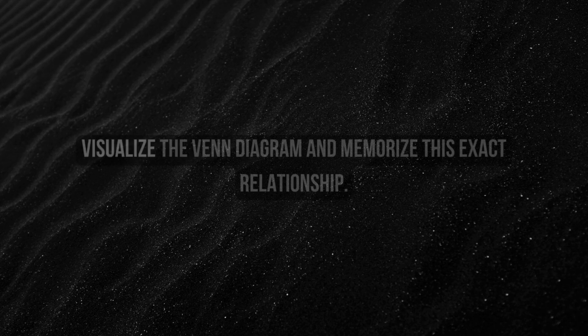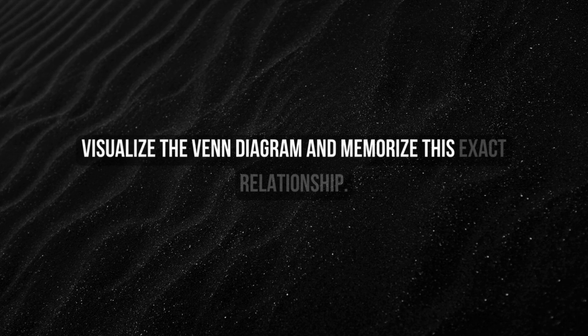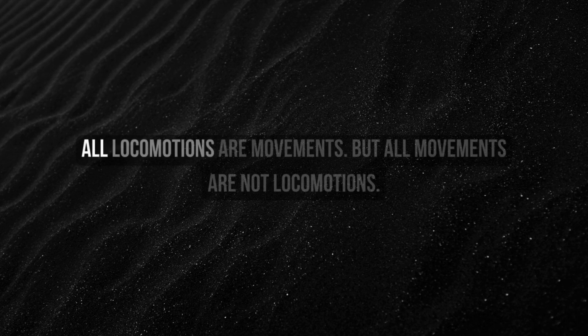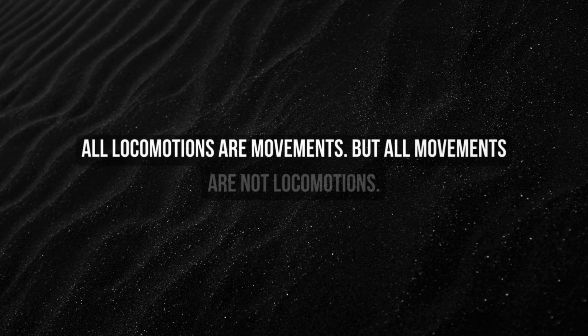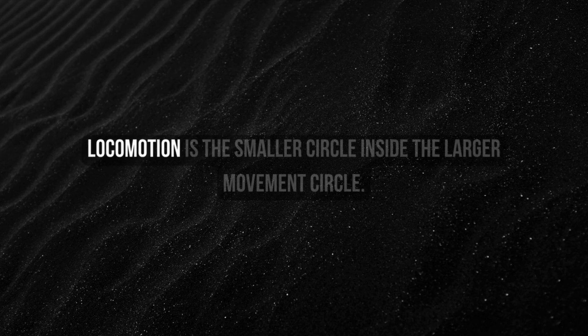Fact 4, the golden logical rule. Visualize the Venn diagram and memorize this exact relationship. All locomotions are movements, but all movements are not locomotions. Locomotion is the smaller circle inside the larger movement circle.